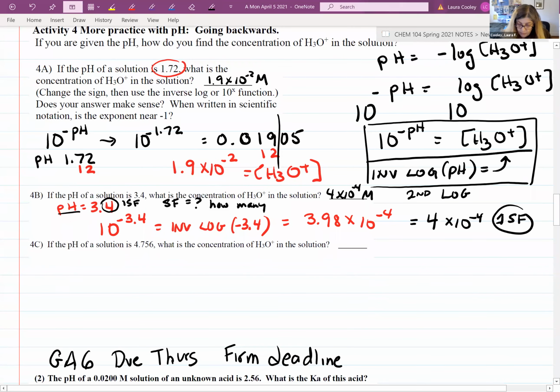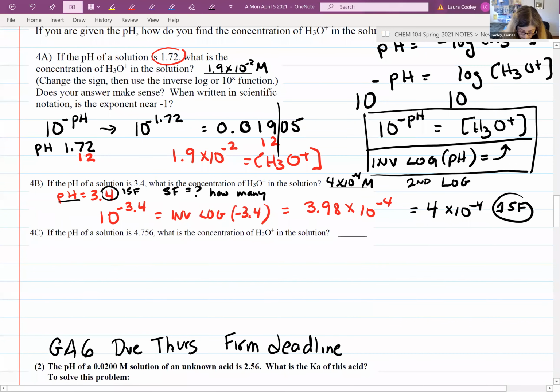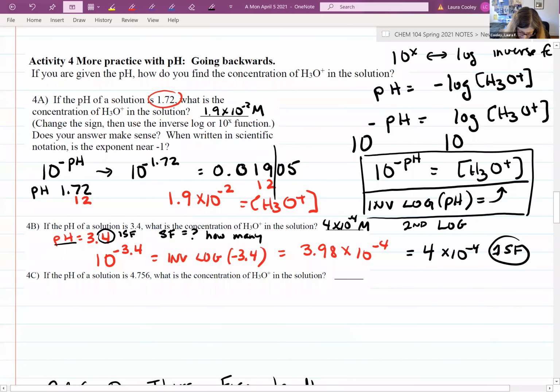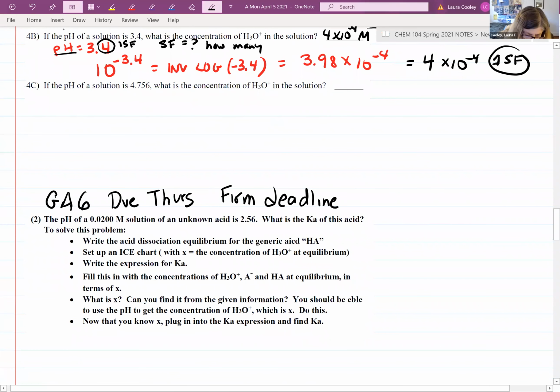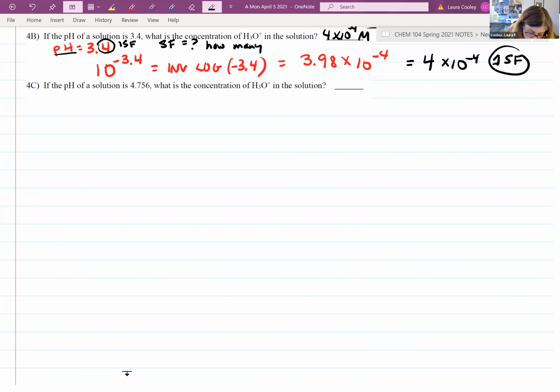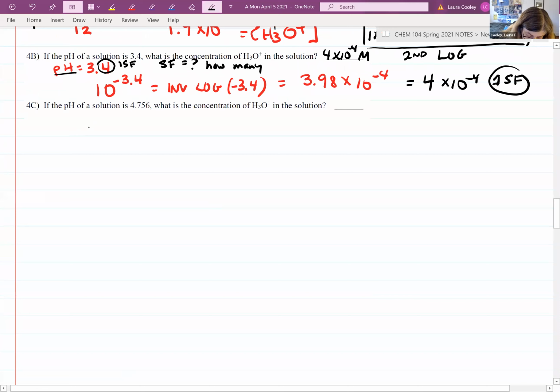Okay, so we have one final question here. If the pH of a solution is 4.756, how many sig figs are in that number? Because it is a log, you count only after the decimal point. So there are 3 sig figs.